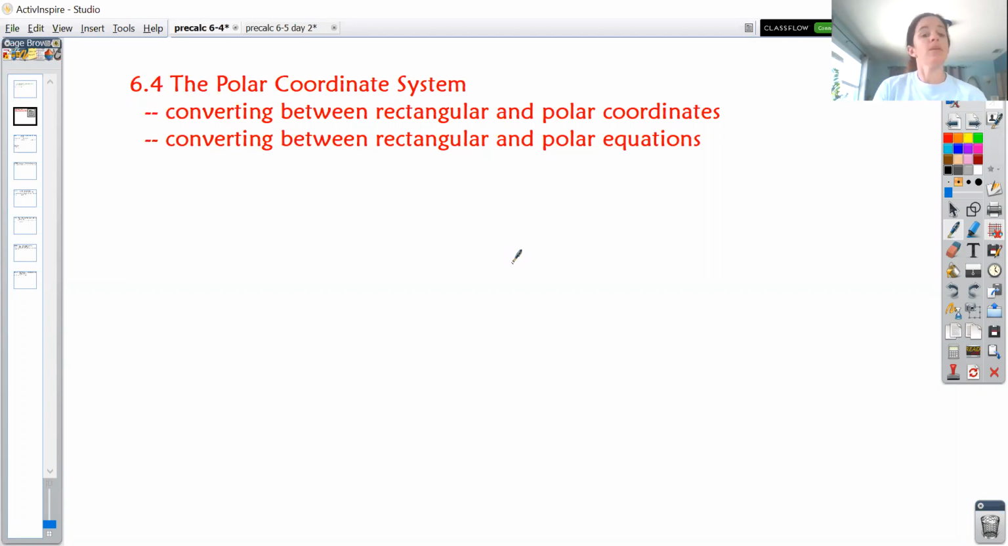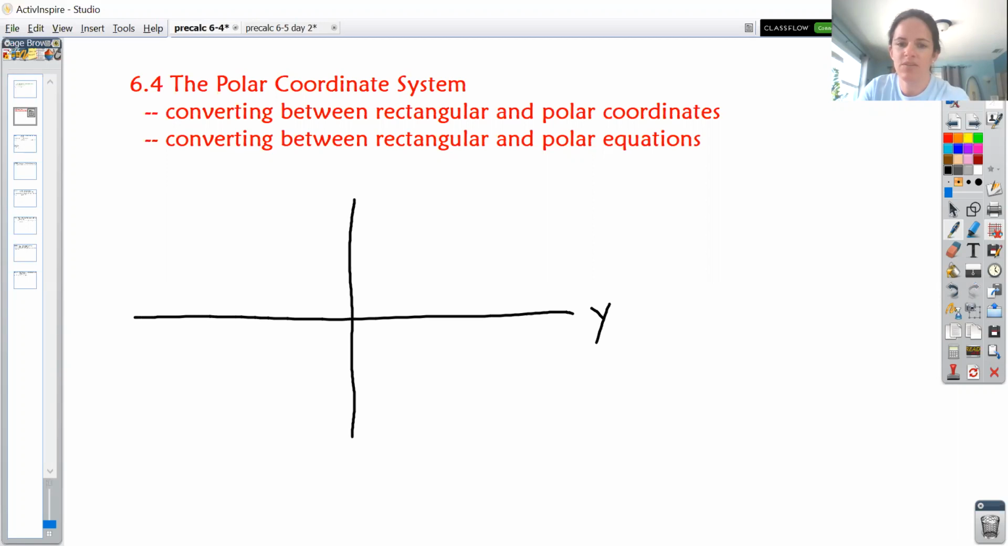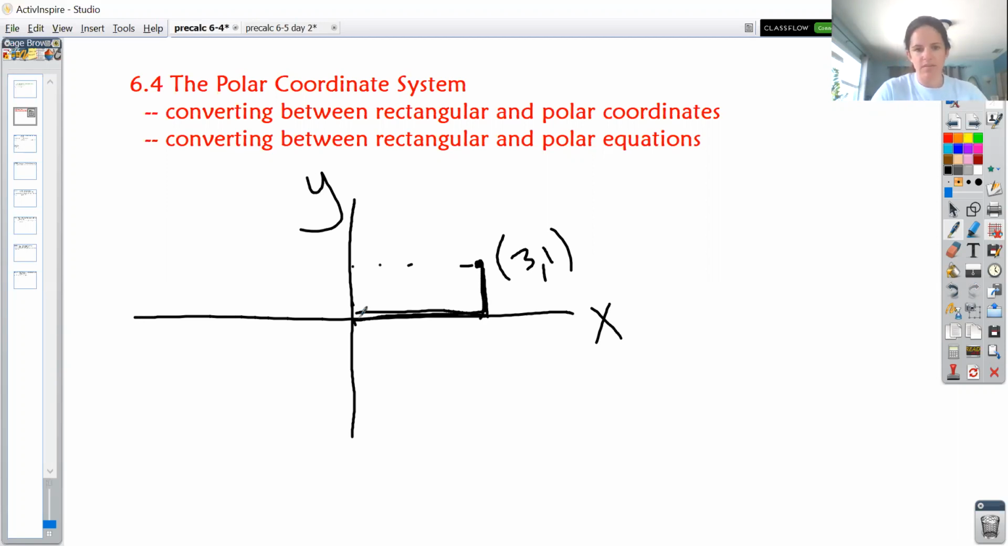And so you might ask, well, what is the polar coordinate system? I'm so glad that you asked. So the rectangular system, also known as the Cartesian coordinate system, is what you're used to seeing, the two-dimensional system. It's called the rectangular system because for any point, let's say this is the point (3, 1), the x and then the y, look at that, it makes a rectangle. So it's called the rectangular coordinate system.